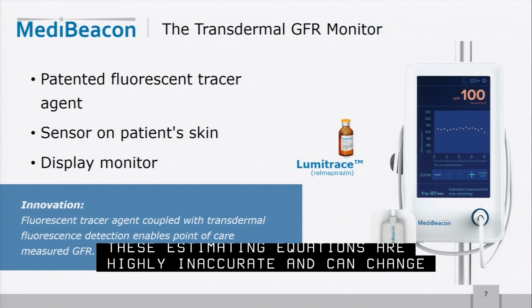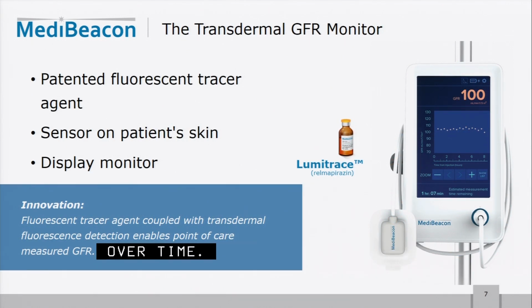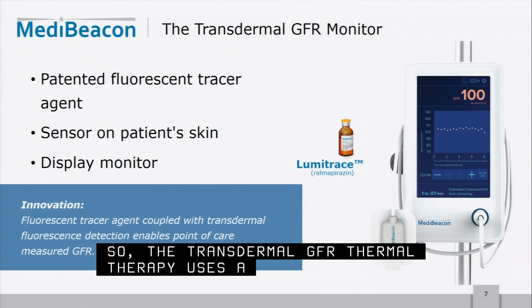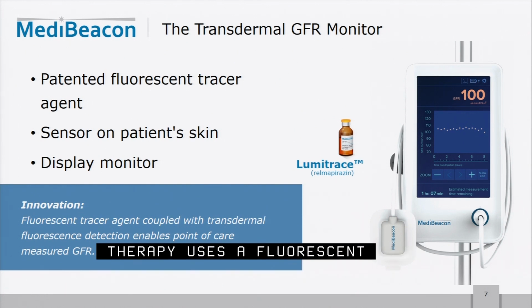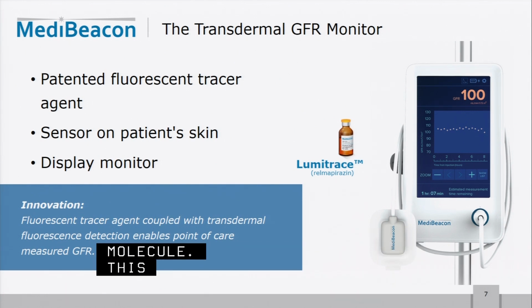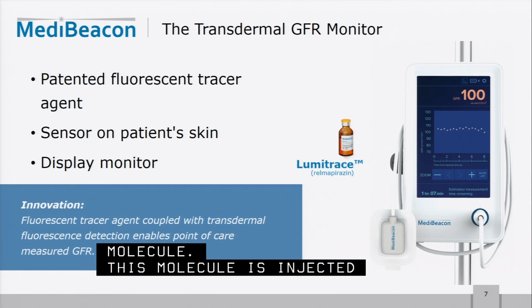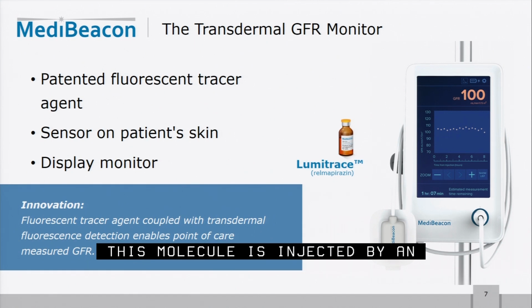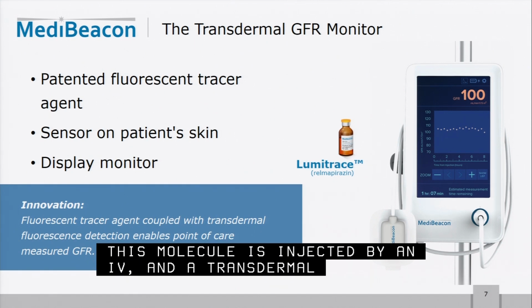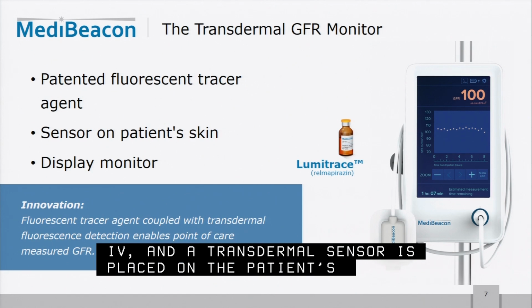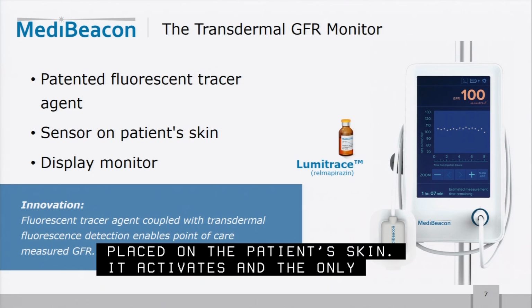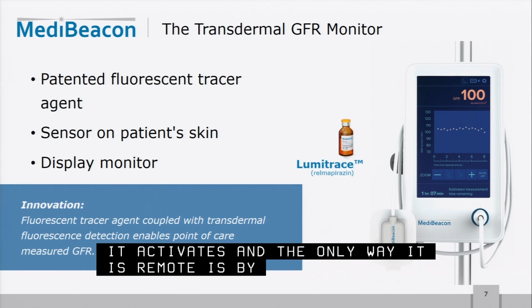So the transdermal GFR monitoring technology from MediBeacon uses a fluorescent molecule, pegylated pyrazine, also known as Lumitrace. This molecule is injected by an IV, and a transdermal sensor is placed on the patient's skin. The sensor excites the Lumitrace due to its large Stokes shift. And the only way that Lumitrace is removed is by glomerular filtration. It is not secreted by the tubule, and it is not taken up by the tubule.